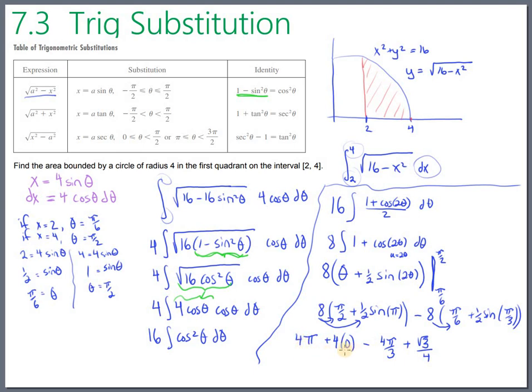Okay, and we're basically done. Obviously that term is 0. These two terms both have pi in them, so they could be combined. This is 4 pi, so this is 12 pi over 3 minus 4 pi over 3, which is 8 pi over 3, minus square root of 3 over 4. Final simplified answer.